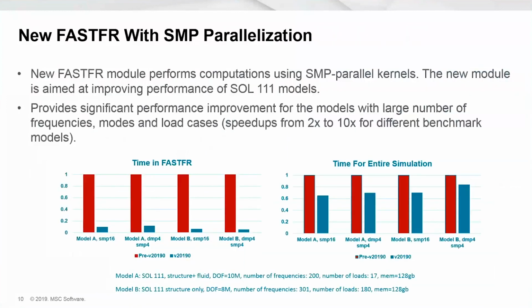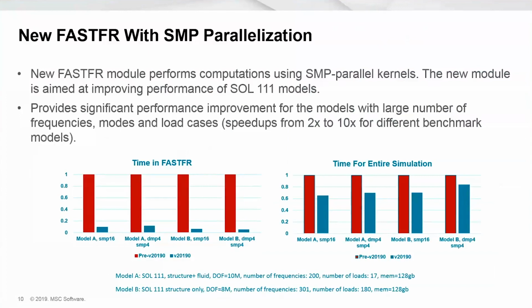One of the major improvements that we made for 2019.0 was we completely rewrote our FASTFR module. Again, this is one of the important modules for NVH type of workflows. After ACMS, we do a fast frequency response. Previously, this module could only use DMP parallel kernels, but now we've rewritten it to allow using SMP parallel kernels, where we believe the shared memory allows the performance to be a lot better for Solution 111 models.